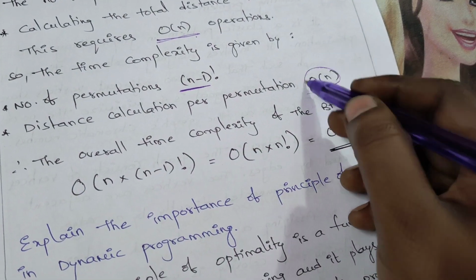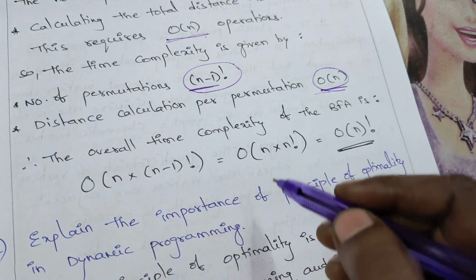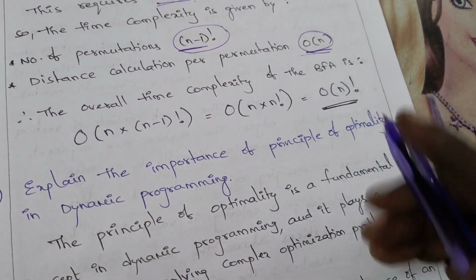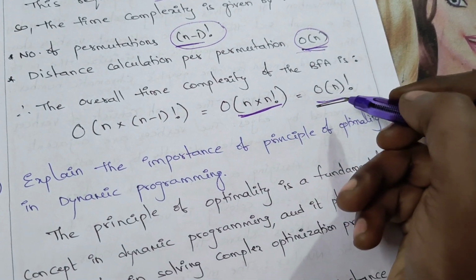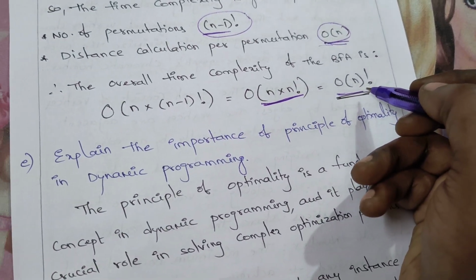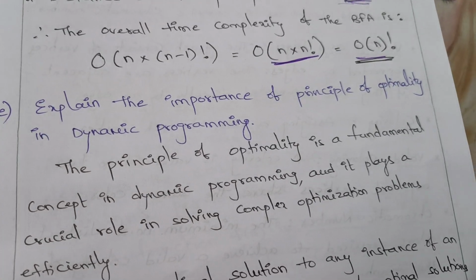Big O of n into big O of n minus 1. So n into n minus 1, n into n factorial, and we will consider as big O of n factorial.